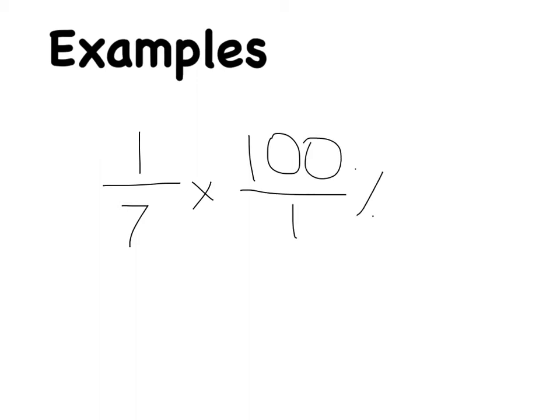Let's have a look at 1/7. 1/7 multiplied by 100%. Now, I know 7 is a prime number, and so I can't actually cancel. So my answer becomes 100 on 7. Now, I need to divide 100 on 7, again as a percentage.